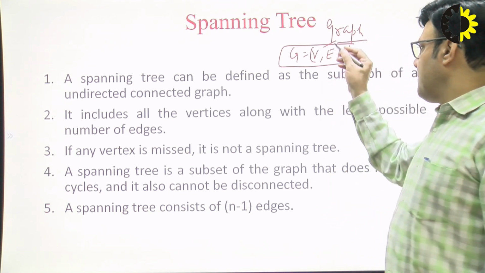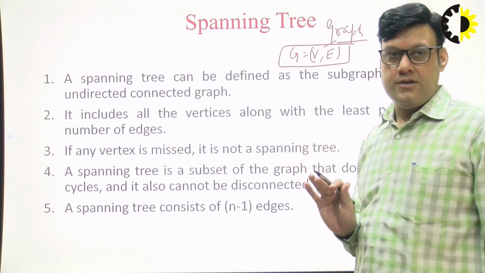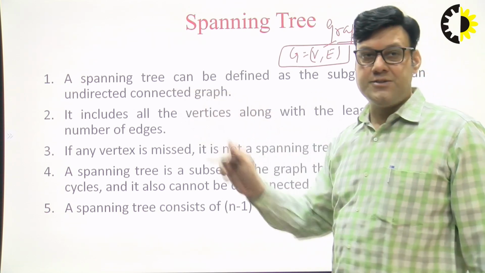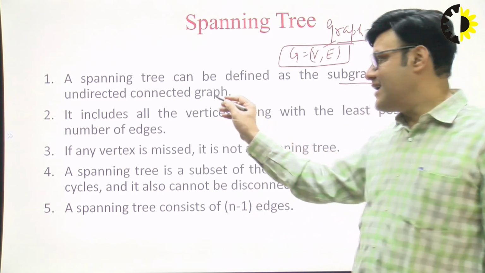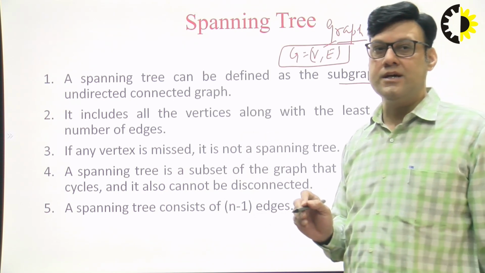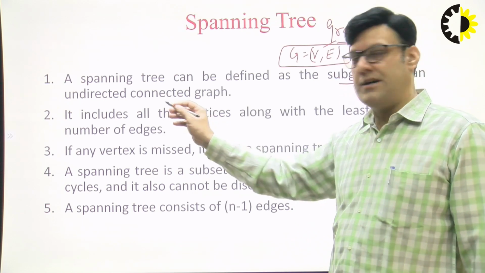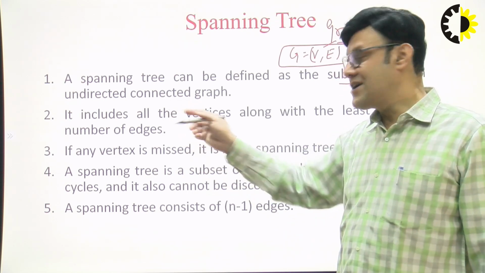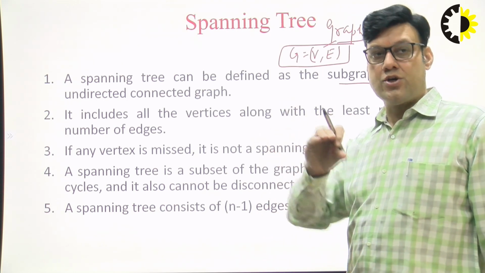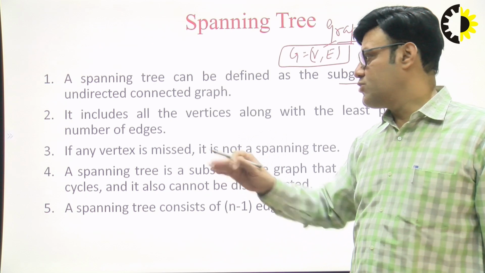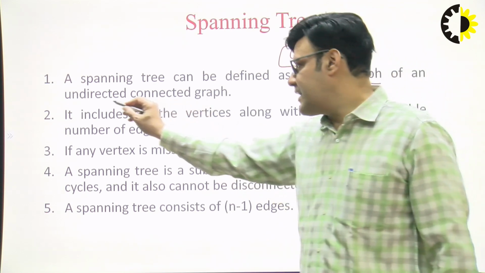Okay. So spanning tree is constructed from any given graph. So I have written here a spanning tree can be defined as a subgraph of an undirected connected graph. Undirected means we categorize graph into several types. So one of the type is undirected, another is directed. So undirected means there is no direction to direct from which vertex to which vertex we have to travel. No direction is there. So in the graph where no direction is there, that is called as undirected graph.